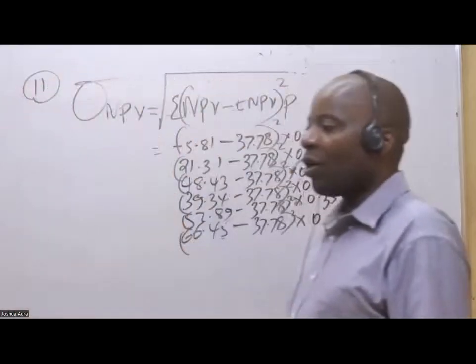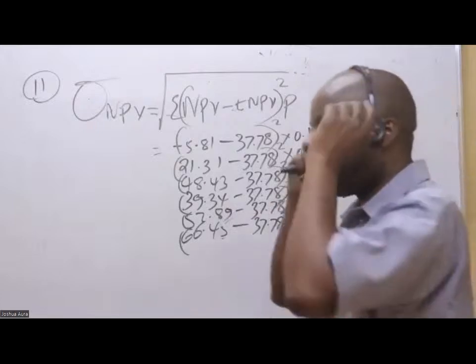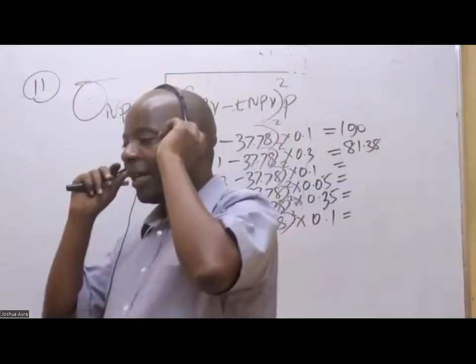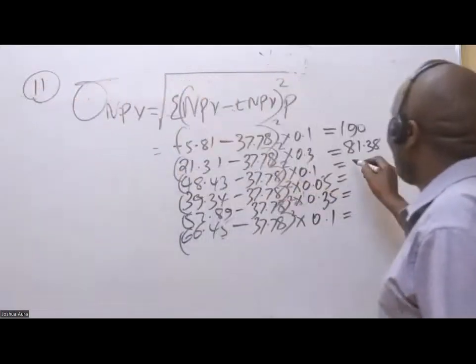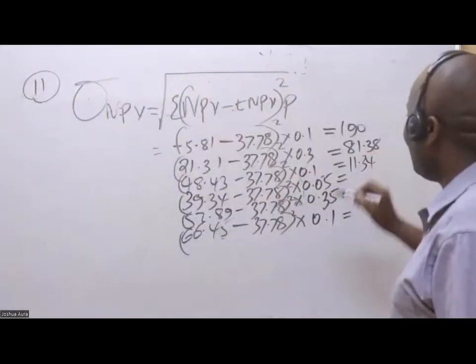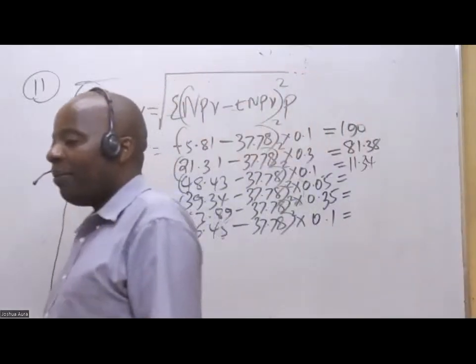Please go to the third one now. Third one, what do we have there? The third one, it's 11.34. How about the fourth one?